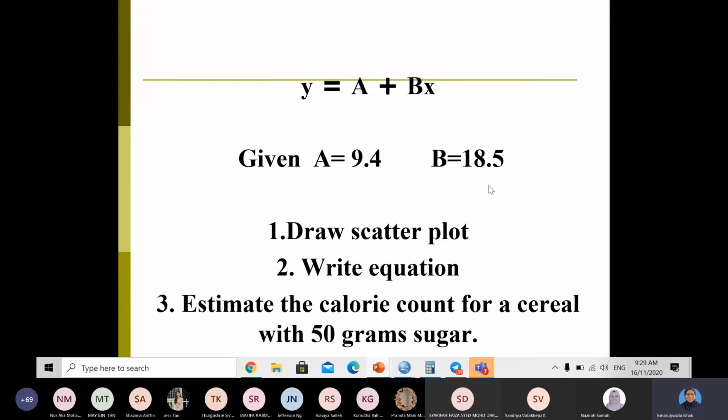This is maybe the way that we can give you questions. We give you, given A is what, B equal to what, and then you can write the equation from there. Maybe draw a scatter plot, and maybe estimate the calorie count for a cereal with 50 grams of sugar. So you have to know whether sugar is Y or X. Sugar is X. So 50 times 18.5, and then plus A, 9.4.